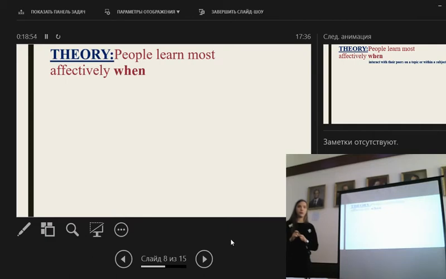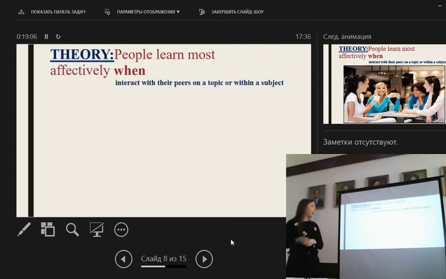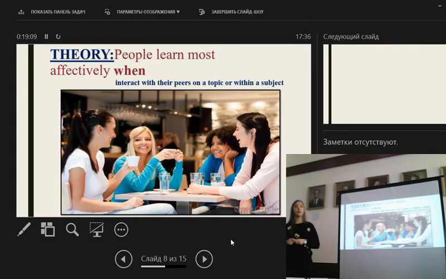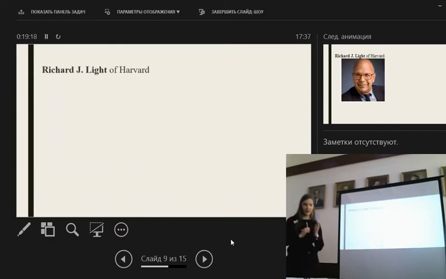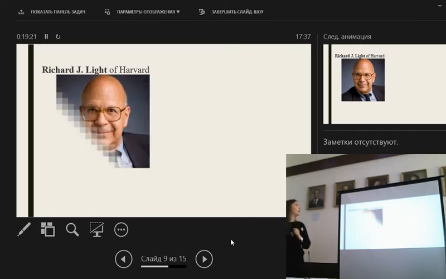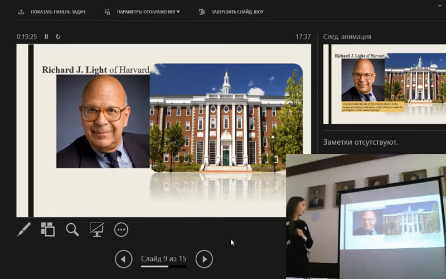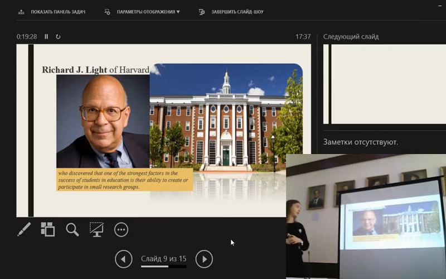Study possibilities by using social networks for education are rooted in the theory of social learning, the assumption that people learn more effectively when they interact with peers on a topic or within a subject. Strong evidence of this is set out in the study of Richard J. Light of Harvard, who discovered that one of the strongest factors in the success of students in education is their ability to create or participate in small research groups.